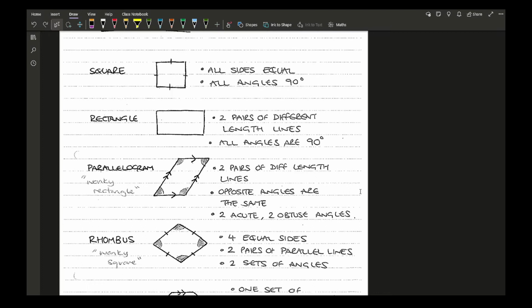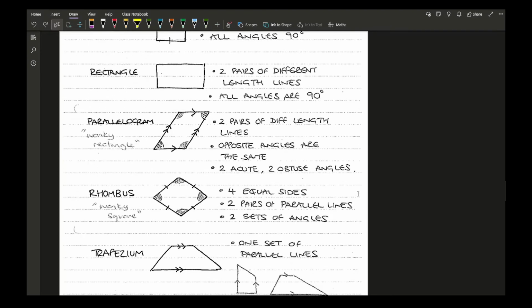So again, another way of describing a parallelogram is two pairs of different lengths, opposite angles are the same, but if also you're in a parallelogram, you're always going to have two acute and two obtuse angles. In a rhombus, you've got four equal sides, two pairs of parallel sides, and two sets of the same angle. Again, you've got two acute, two obtuse.